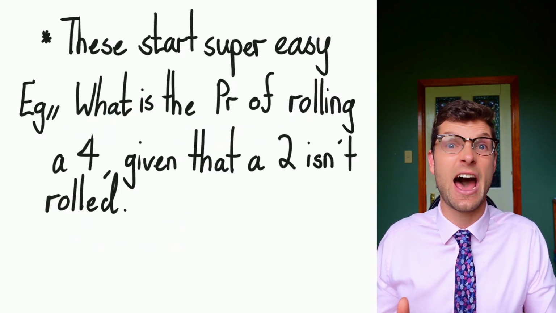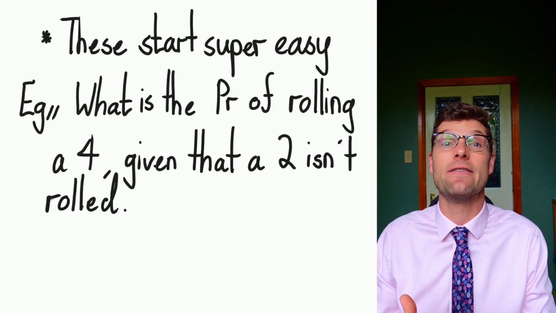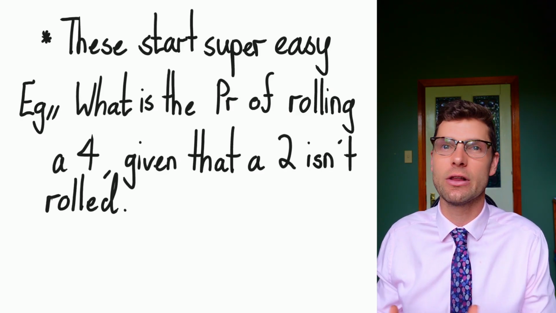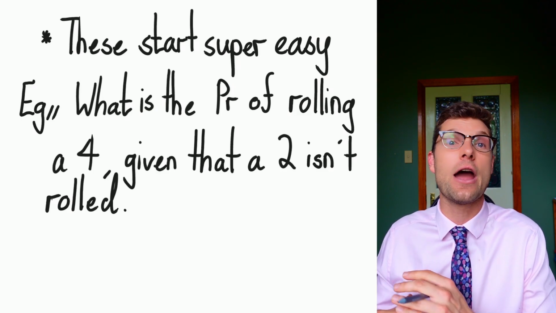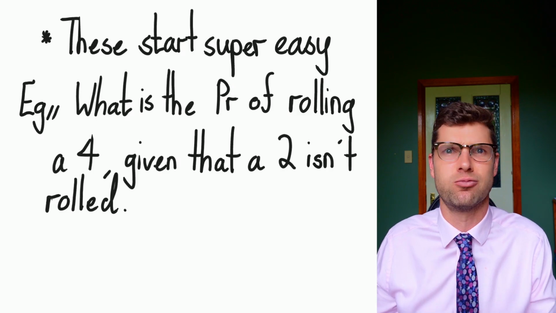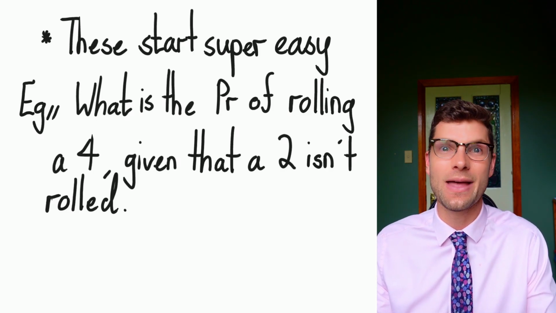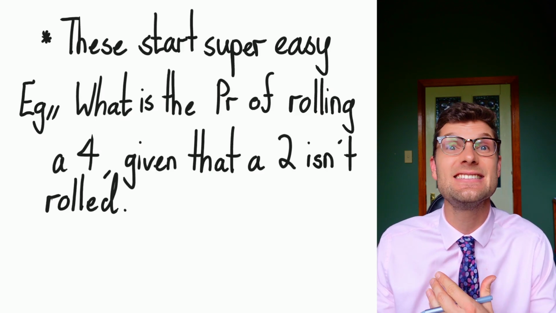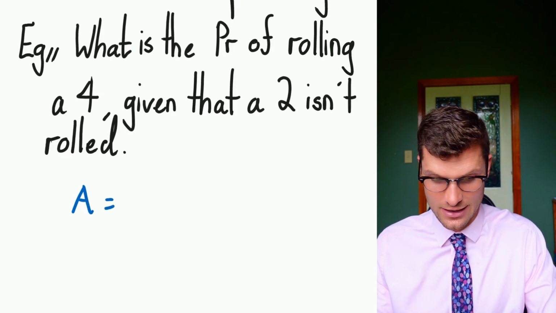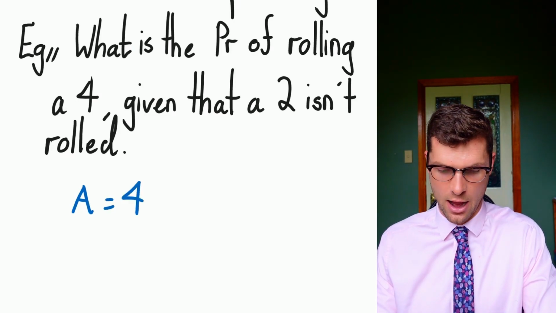So these questions start really easy. And that's great because it allows us to be kind of intuitive with these questions. So what's the probability of rolling a 4 if I know for sure it's not going to be a 2? So this is really easy. So based on what we talked about before with the A and B, A is what we want to happen. This is the event we are looking for. So the event A is, hey, I want to get a 4. And so that's our event.